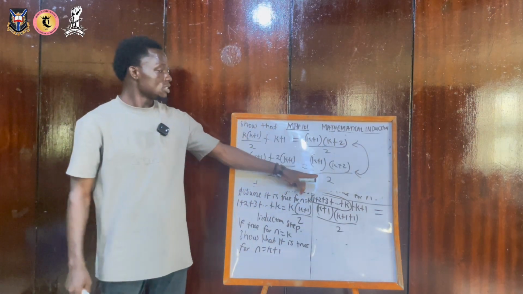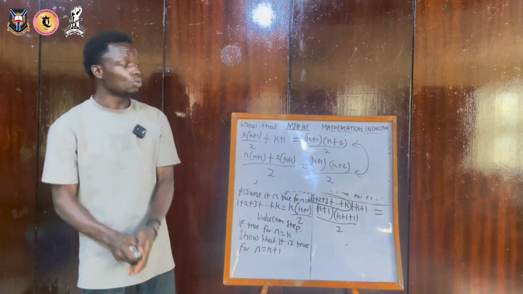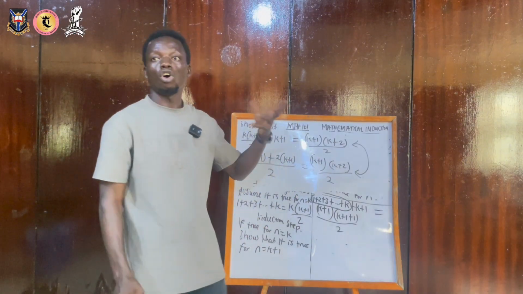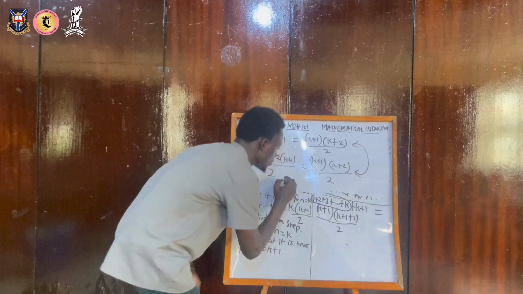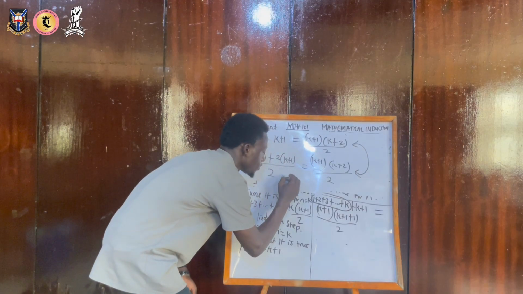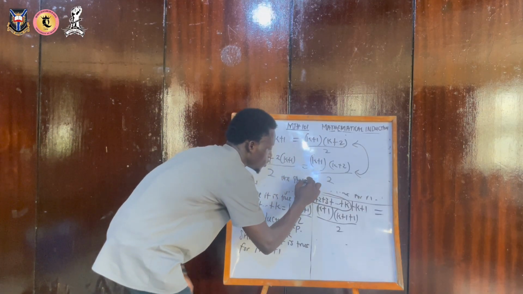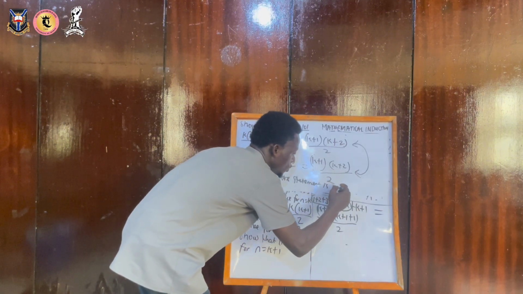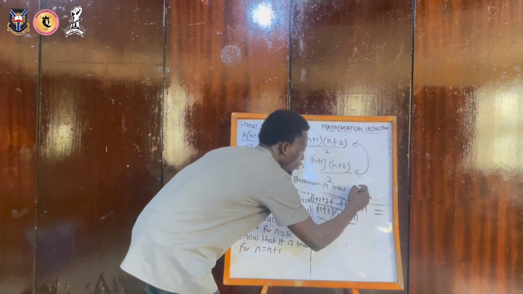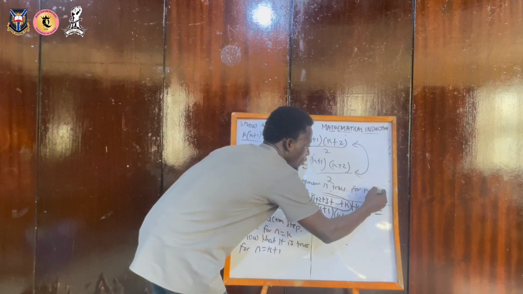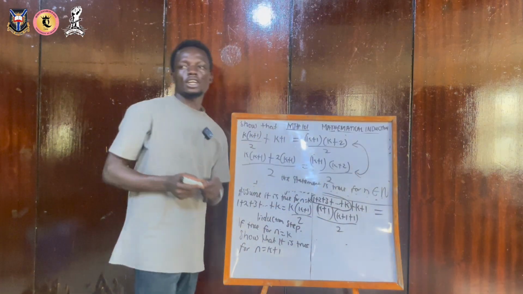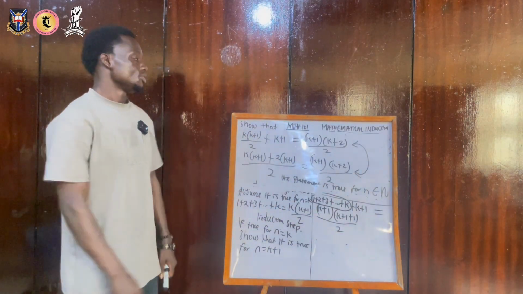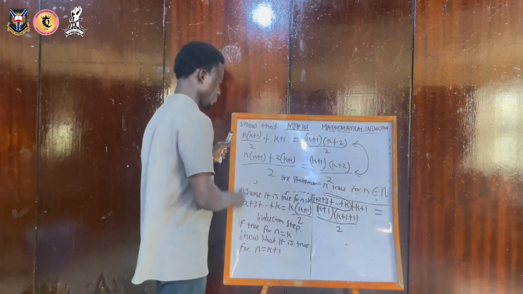So the fact that the two sides are now equal, you can conclude that the statement is true for all natural numbers of n. So you can conclude that the statement is true for all natural numbers of n. So now let's move to the next question.